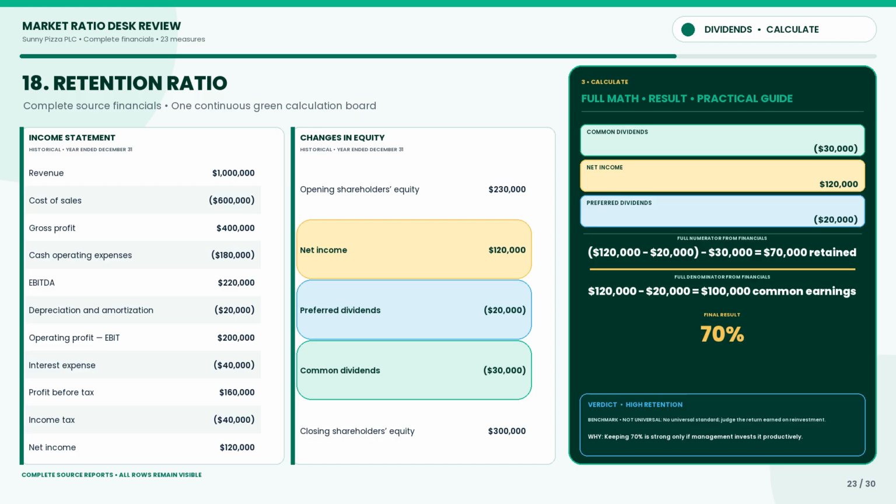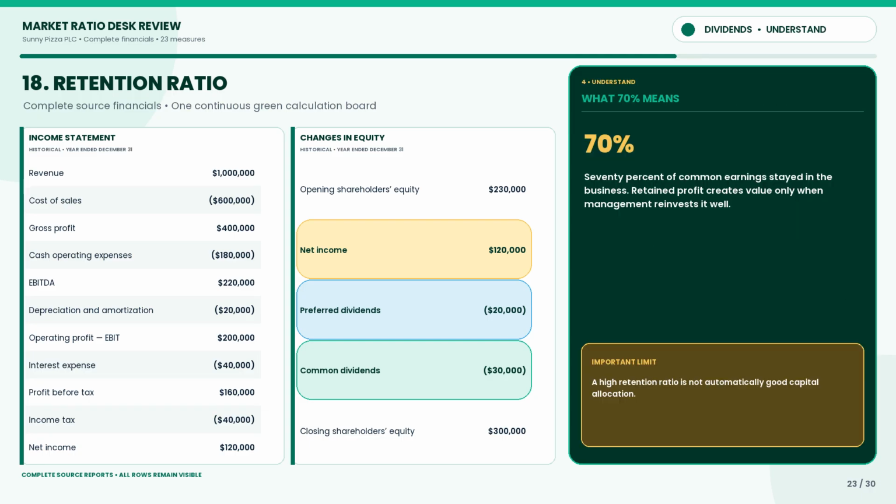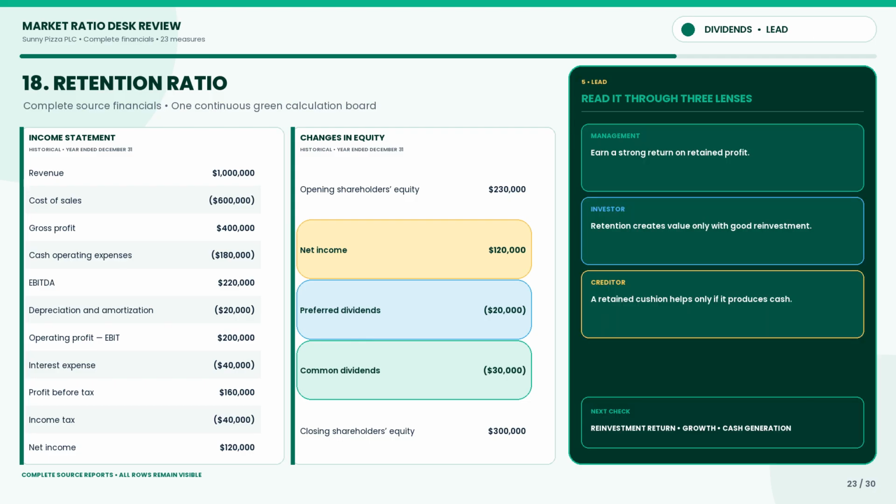The market uses retention to estimate the portion available for internal growth and balance sheet strengthening. Management must earn an acceptable return on retained profit. Investors should not assume retention automatically creates value. Poor reinvestment can destroy it. Creditors may welcome a larger retained cushion, but only if the retained earnings produce cash and are not absorbed by losses.